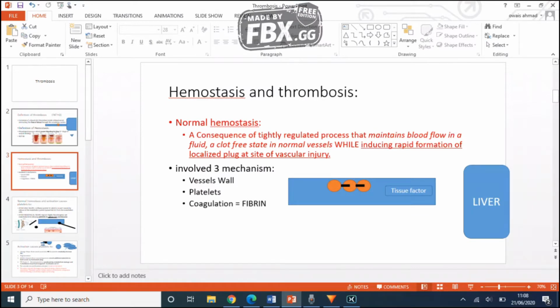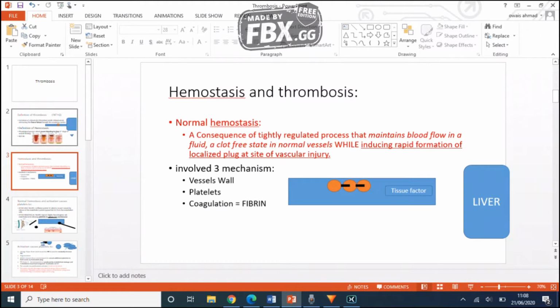Hemostasis and thrombosis. Hemostasis is, like I mentioned previously, basically a physiological process. It's between the injury factors and the physiological factors. If there's a balance between the two, that's hemostasis. So this is a tightly regulated process which maintains blood flow while rapidly forming a plug at the site of vascular injury. Now, what is a thrombus?